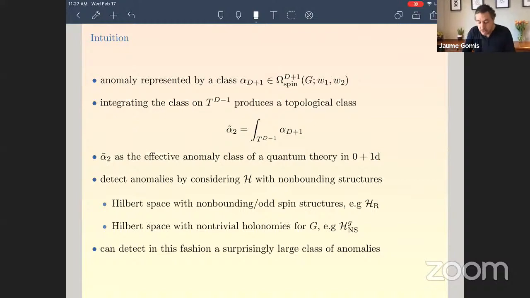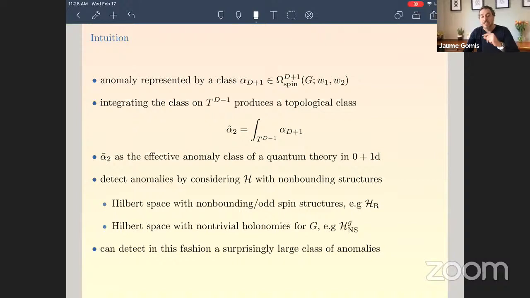If the structure of the torus is bounding, then this anomaly vanishes, essentially because you can represent this integral as an integral over a one-dimensional higher manifold of d of alpha, but d of alpha is 0. So that tells us immediately that we're going to fish for anomalies by looking at the Hilbert space with non-bounding odd spin structures, like the Ramond spin structures, or we will have to consider Hilbert spaces with non-trivial holonomies for the global symmetry, like twisted Hilbert spaces.